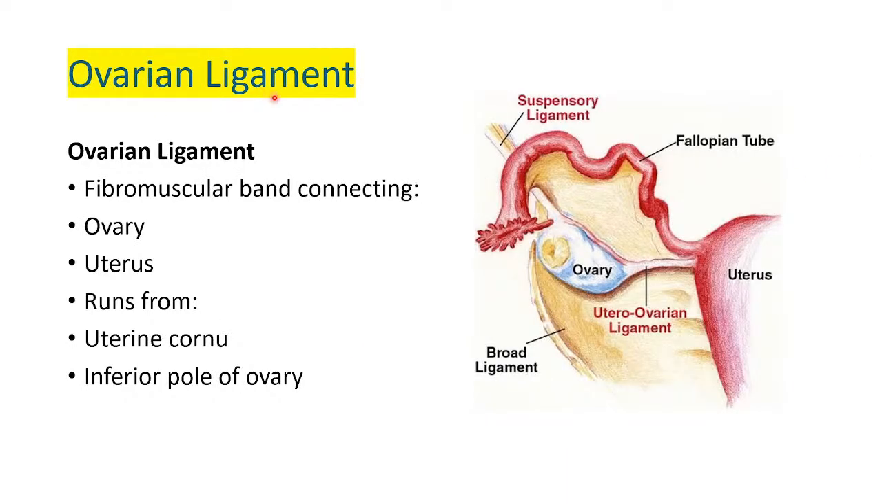So the ovarian ligament, the utero-ovarian ligament there, you see it's attaching the ovary to the uterus. It's a fibromuscular band connecting the ovary to the uterus, running from the uterine cornu to the inferior pole of the ovary. So that's where it runs from the uterus into the lower pole of the ovary. This is the upper pole of the ovary, the lower pole of the ovary. So you've got the utero-ovarian ligament there that is holding the ovary in place.